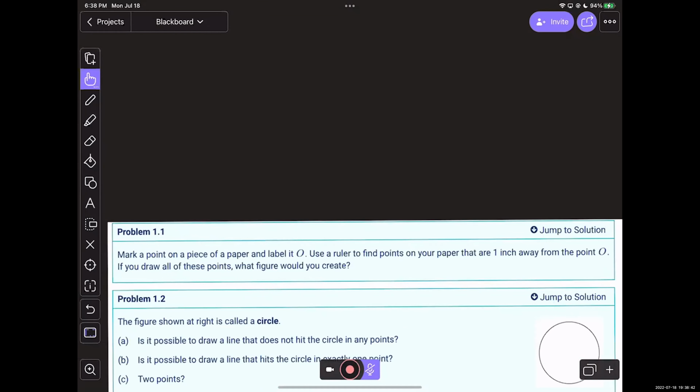Mark a point on a piece of paper and label it O. Use a ruler to find points on your paper that are 1 inch away from point O. You draw all of these points. What figure would you create? Sorry, if you draw all these points. Oh. So all of the points that are 1 inch away, that's going to look like all these points here, right? That will make a circle. Yeah, so this is a circle.